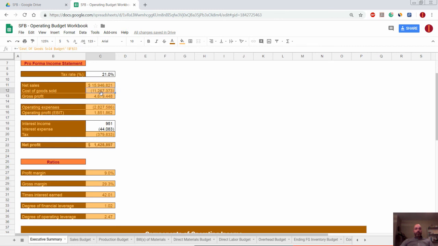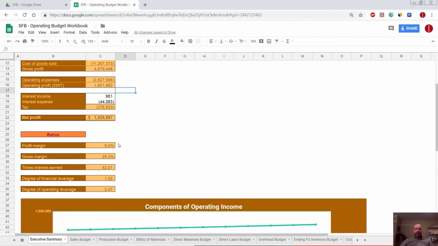Gross margin is gross profit divided by net sales. That has to do with how much it costs to make the products that you sell. In the case of this company, it costs quite a bit. 70% or so of what we sell it for, we have to spend just to make it. We're only going to keep 30%.